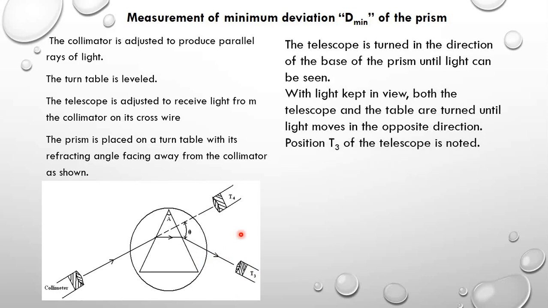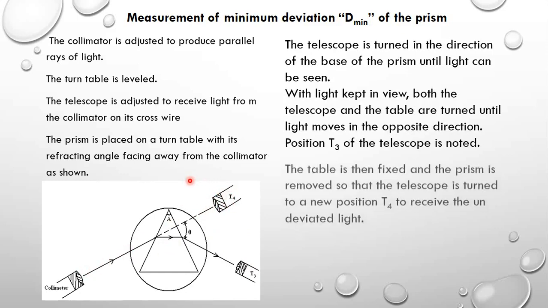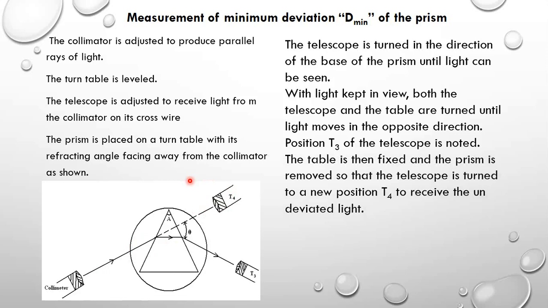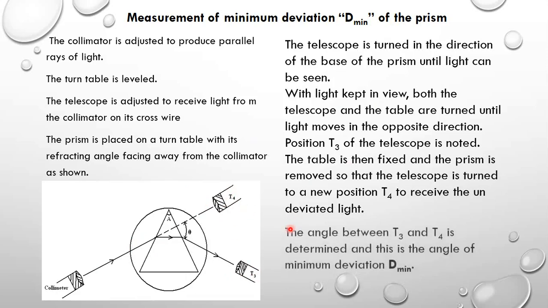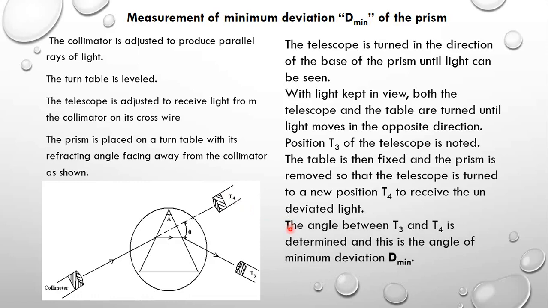Then after that, we are again going to rotate the telescope to a new position T4, where it receives the undeviated light from the collimator. And then we are going to determine the angle between T3 and T4, and that angle is going to be the minimum deviation, D mean.